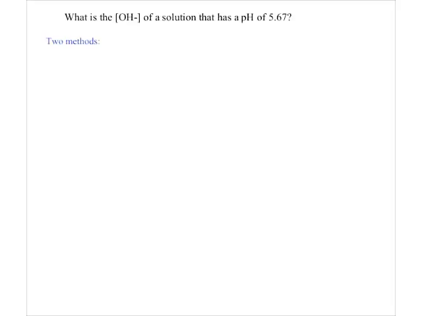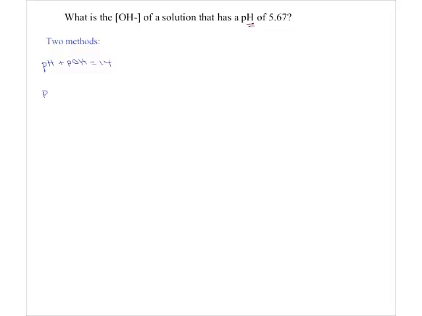Okay, here's another type of question that's saying, what's the hydroxide ion concentration of a solution that has a pH of 5.67? Now this is a pH, so this is based on the hydronium concentration, but I want to find OH. There are two methods I can use here. First of all, I know the pH, so I can say pH plus pOH equals 14.